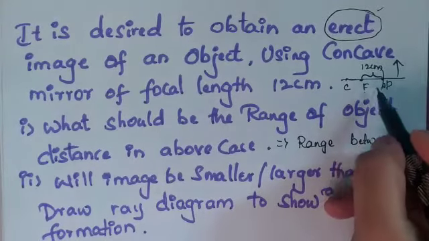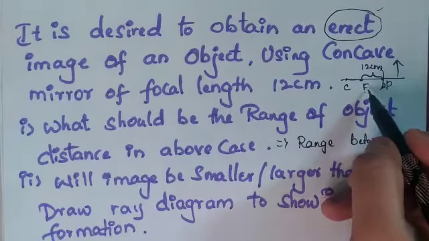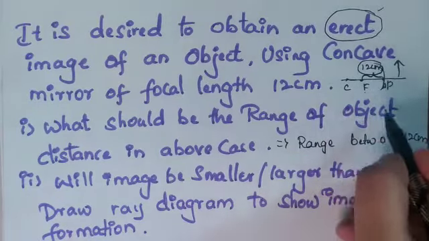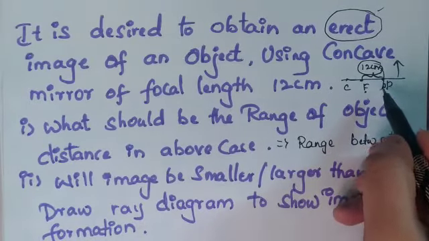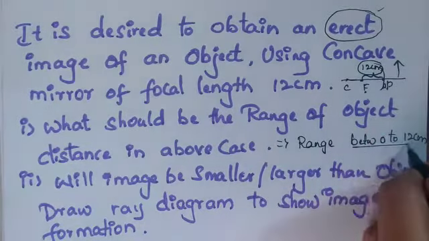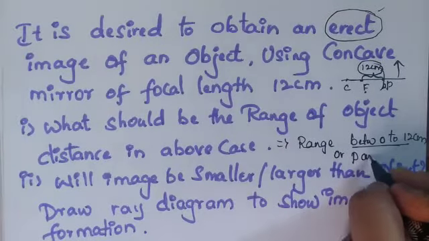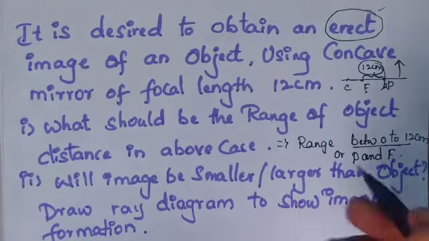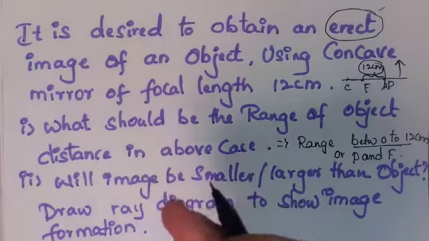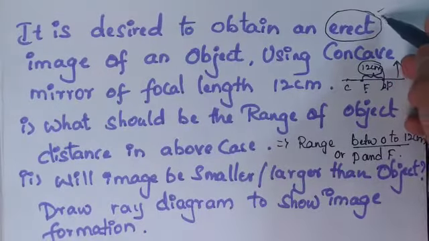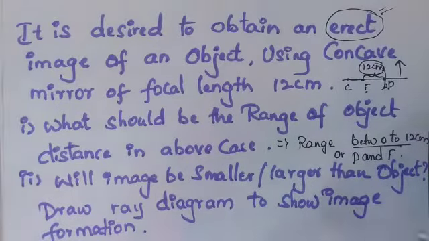The distance between the pole and the focus, that is the focal length given, is 12 centimeter. So I can write between 0 to 12 centimeter, or I can write between P and F, that is between the pole and the focus. Then the object should be placed there so that you get an image which is erect and virtual. That is the answer to the first question.